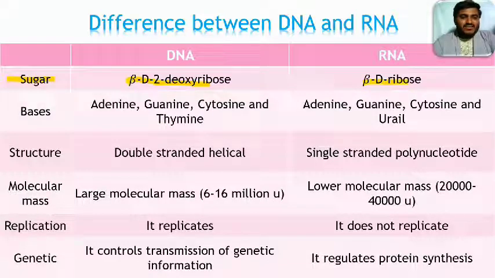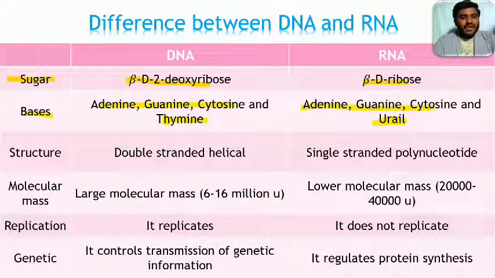So bases, nitrogen bases present in DNA are adenine, guanine, cytosine. But in RNA, adenine, guanine, cytosine are there, but here it is uracil. Uracil is a nitrogen base present only in RNA, and thymine is the only nitrogen base found in DNA. That means adenine, guanine, cytosine are present in both, but thymine is present in DNA, uracil is present in RNA.